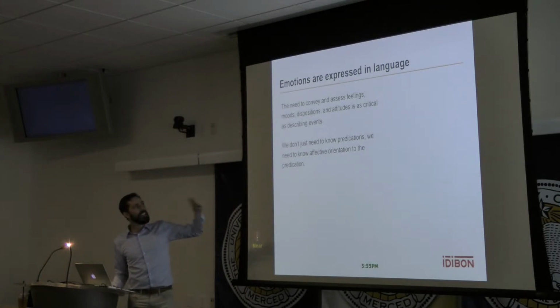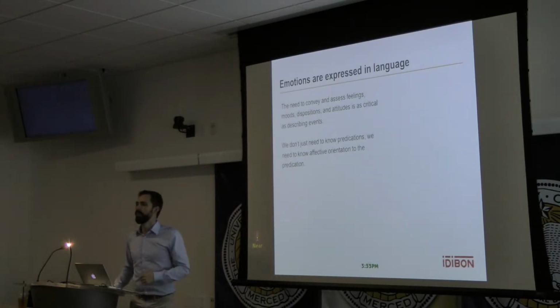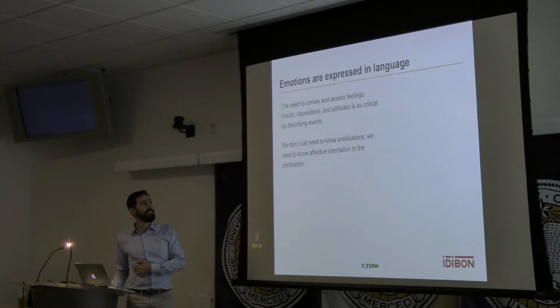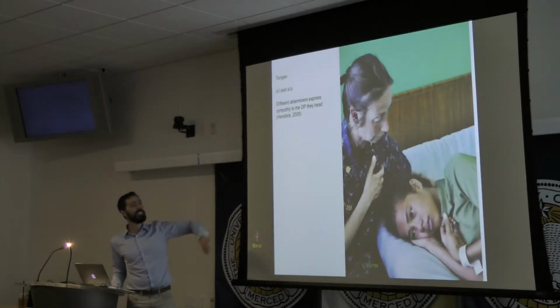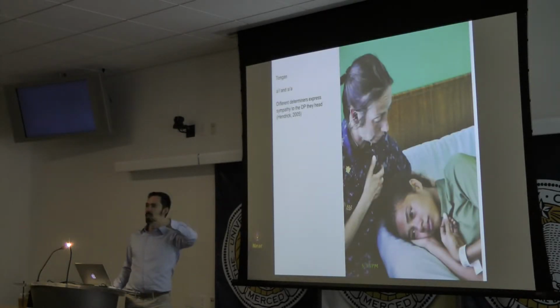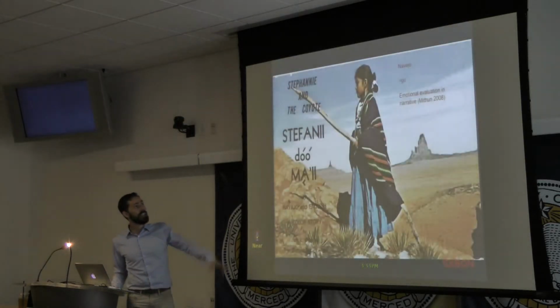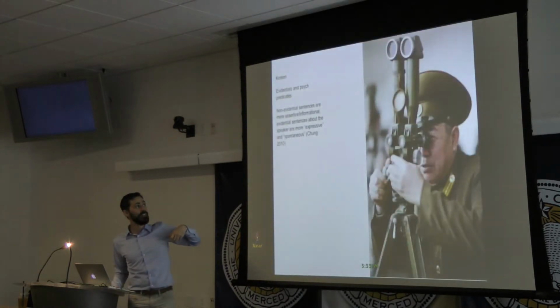And so in the next slides, I'm just going to show you some other ways that people encode emotion in language in some surprising ways. In Tongan, you can put it in a determiner. So instead of "the", like "the patient", I can express sympathy in the "the" that I use in Tongan. In Navajo, I can say that I'm doing a narrative, but I'm giving emotional evaluation. Here's my marker that lets you know that I'm doing that.